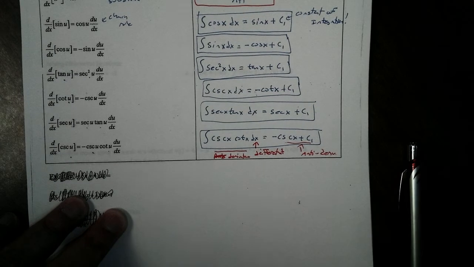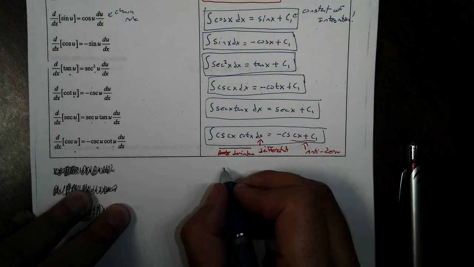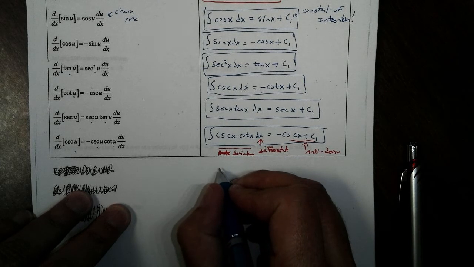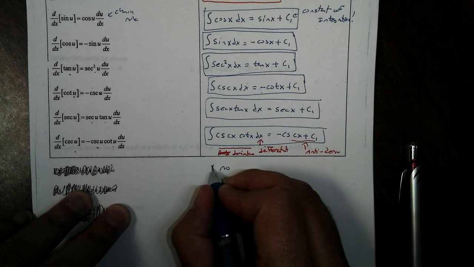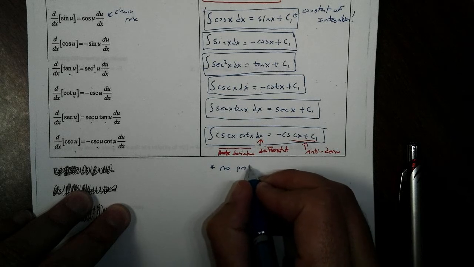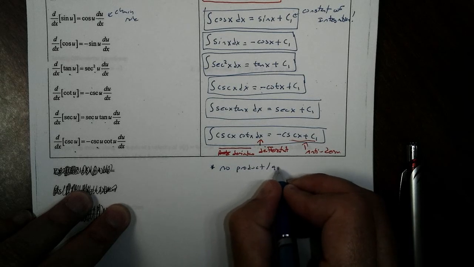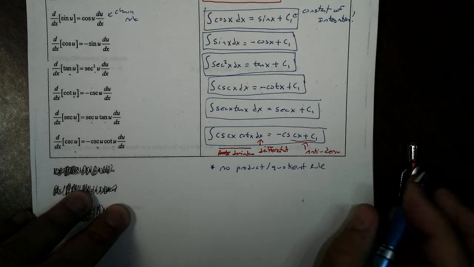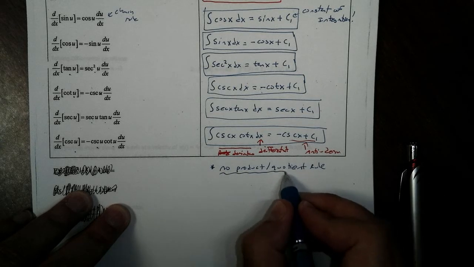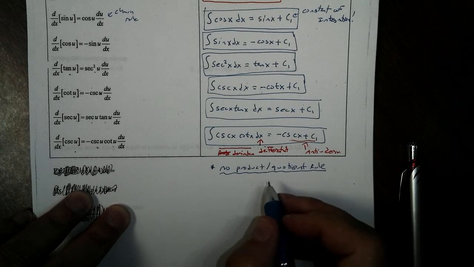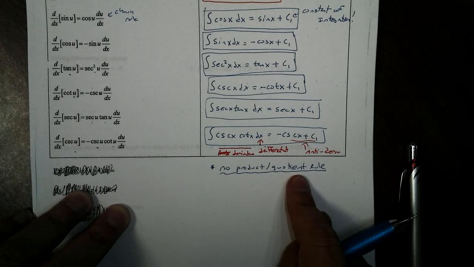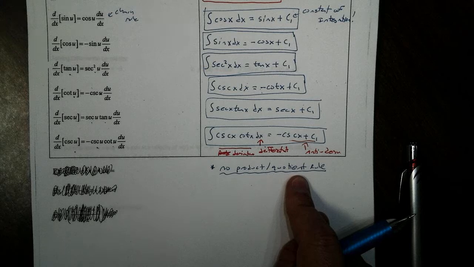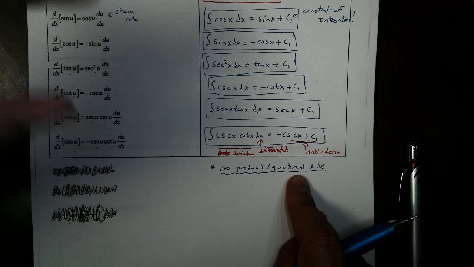Now, I do have some good news and some bad news. Here's the good news. In antiderivatives, there is no product or quotient rule. Now there is, but we'll talk about that later on. It's not really a major thing. We don't think of it normally as product or quotient rule. But there is no product or quotient rule. And that's a big thing for us.